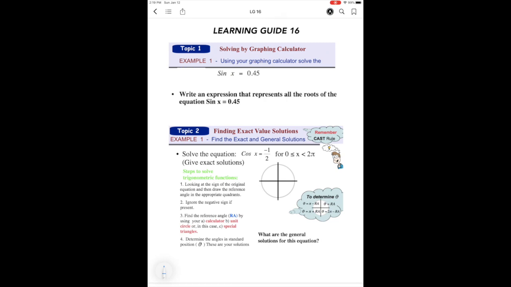So let's look at a visual picture, graphing. Let's take this situation right here: sine x equals 0.45. Recall that a little while ago we had something like sine 30 and wanted to find what that ratio of O over H was, and we knew it was 1 over 2. Well, Learning Guide 16 is just the opposite: you don't know the angle, but you're given the ratio, and you have to go back.